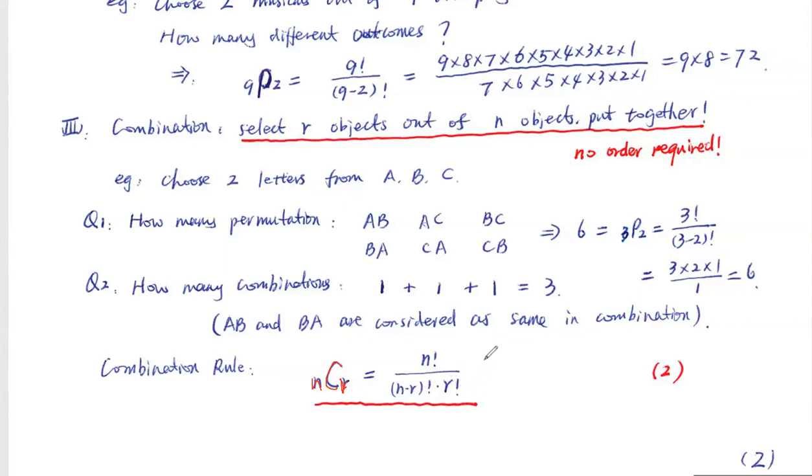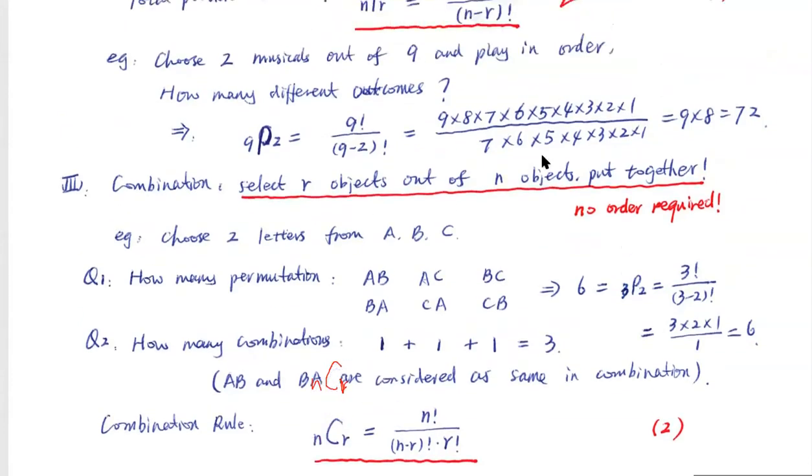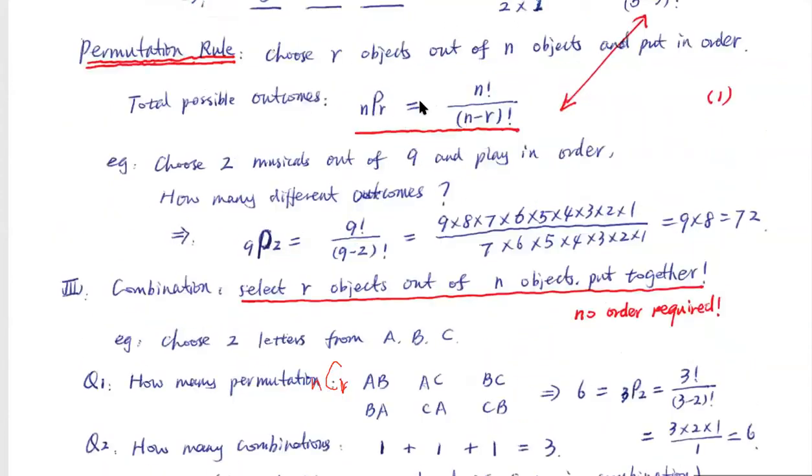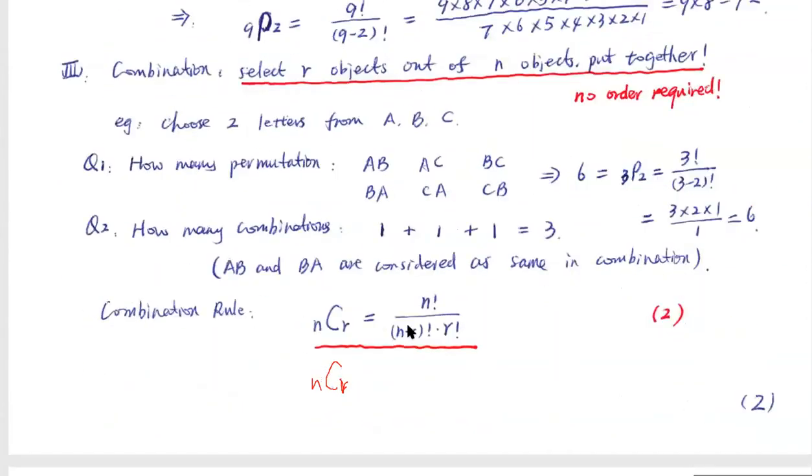If you compare with the permutation formula, everybody, let's see. You see that one here? That's the permutation formula, right? N factorial, the same numerator. The difference is in the denominator. In the permutation, you divide by (n minus r) factorial. But in the combination case, you continue to divide by r factorial.